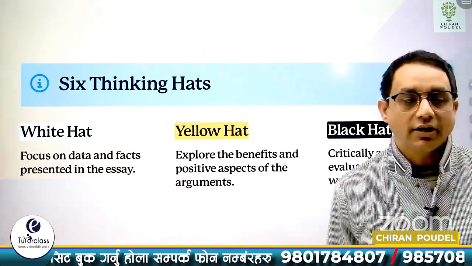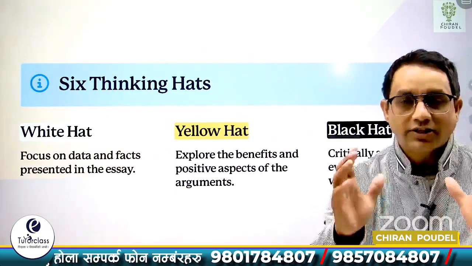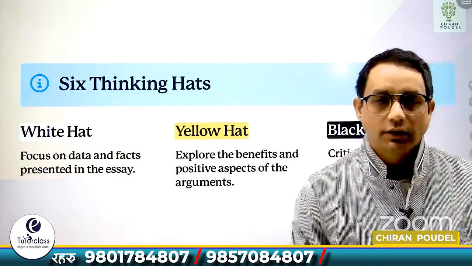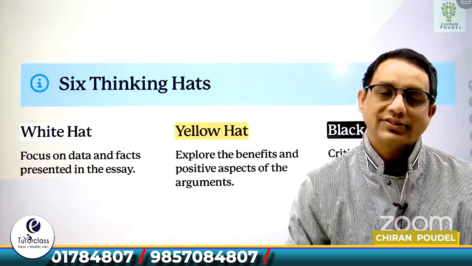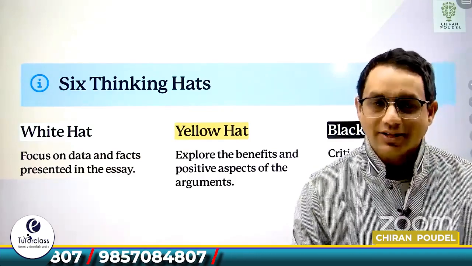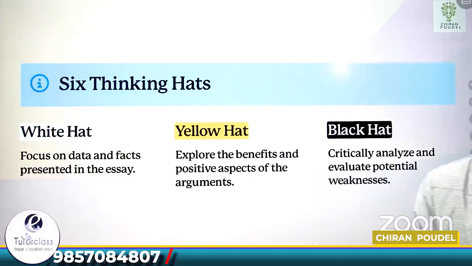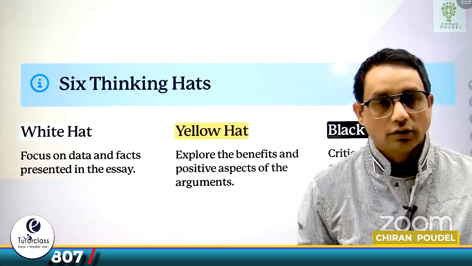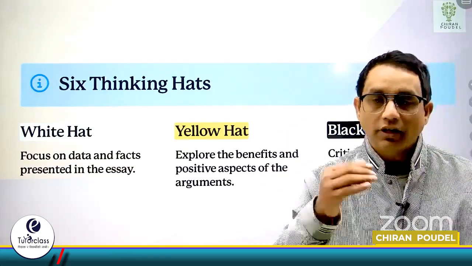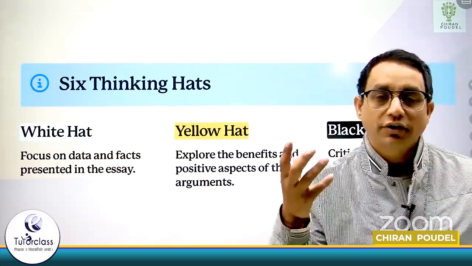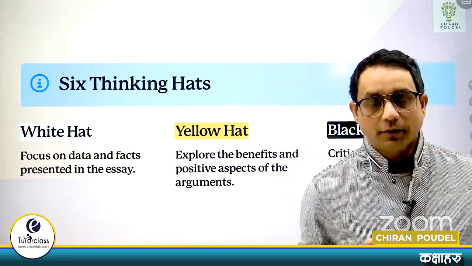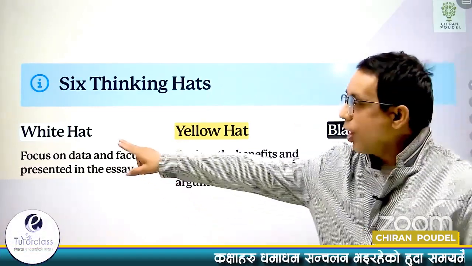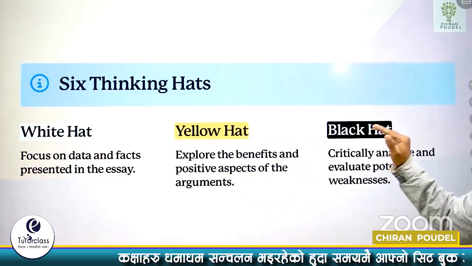Six thinking hats is an activity that is carried out in the while reading stage. Six groups or six students are assigned different hats. It does not mean a physical object, not the hat exactly, but they take six different roles. Either six students or six groups. First is white hat, yellow hat, black hat.